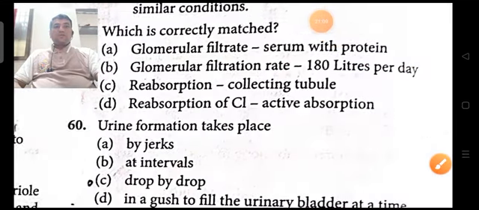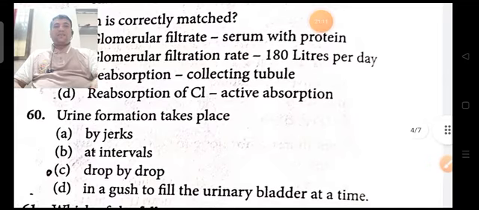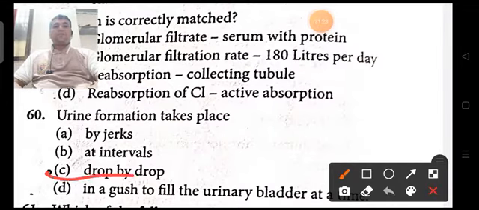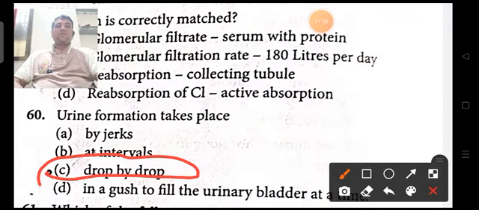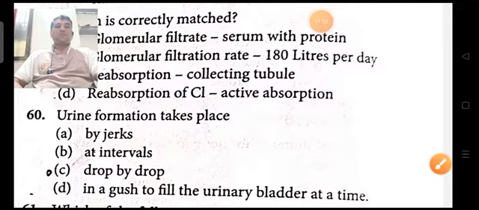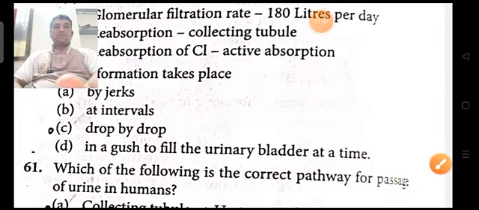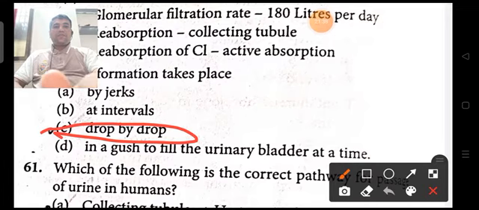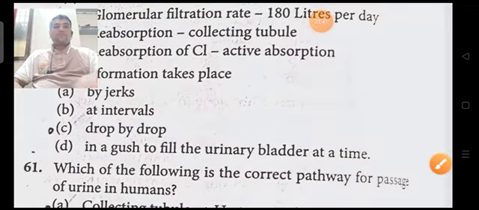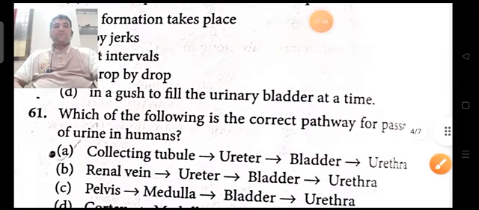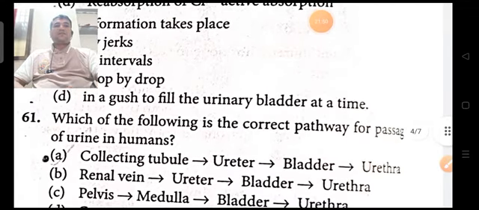Next, urine formation takes place by jerks? It doesn't happen at intervals. It is a continuous process, a drop by drop process. Urine formation in gush to fill the urinary bladder at a time is not possible in the system. It is only possible by drop by drop mechanism.